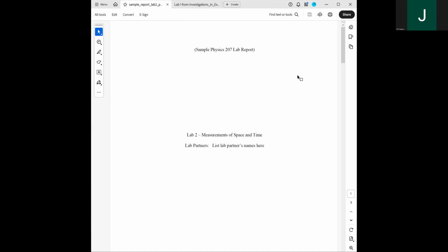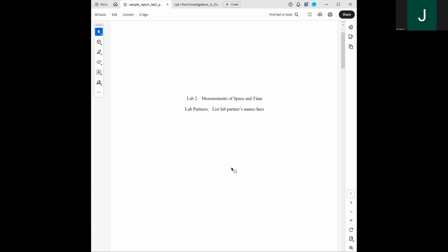Okay, so the last thing I want to go over is I just want to show you what I expect for a good group lab report. So first thing, make sure you have a cover page, right? First of all, everything needs to be typed, right? So you want to make sure you type up all your lab reports. And the first page is just a cover page where you have the name of the experiment. So you can just put lab 2, measurements of space and time. And then make sure you include all your lab partners' names here, right? There's either 3 or 4 people per group, right? I forget your exact groups, but make sure you include all your lab partners' names here.